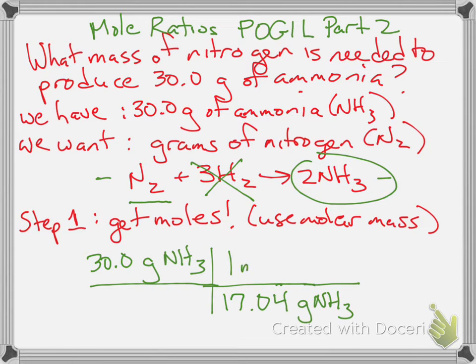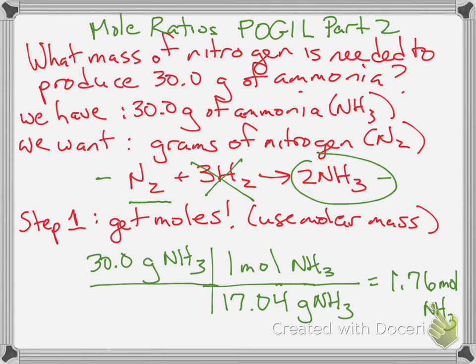Then we have 1 mole on top, and we get the number of moles. I probably should have calculated this first, but if we do that very quickly, we get 1.76 moles of ammonia. So that's our first step.